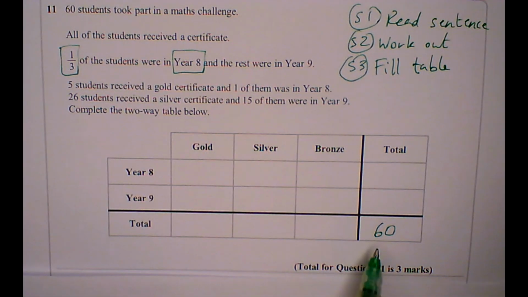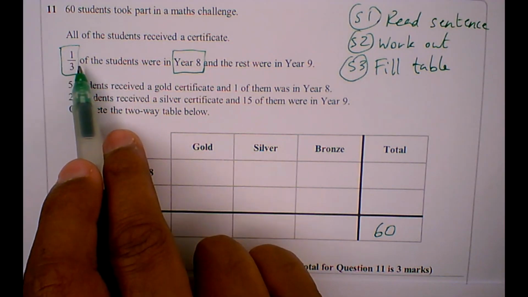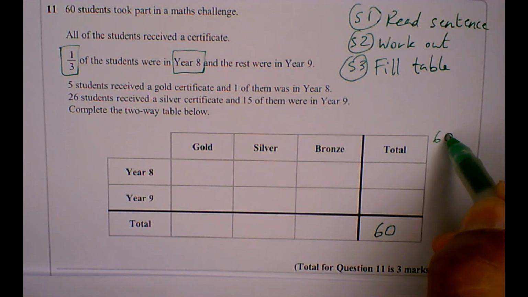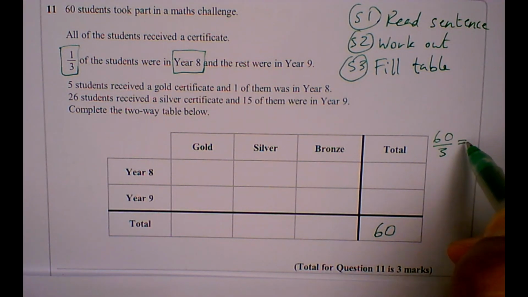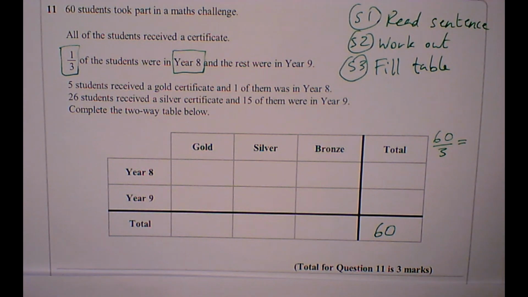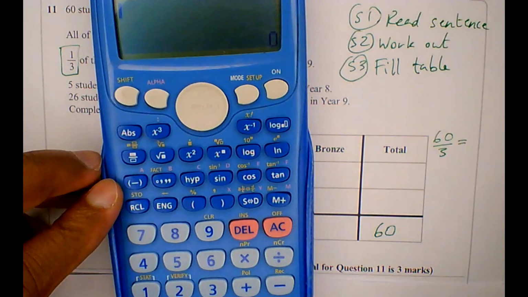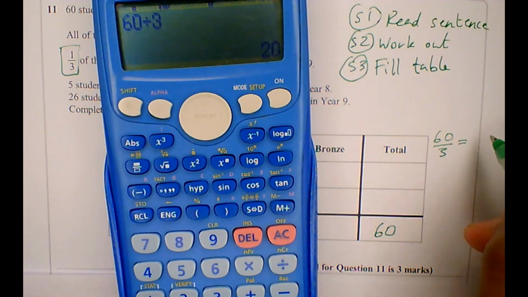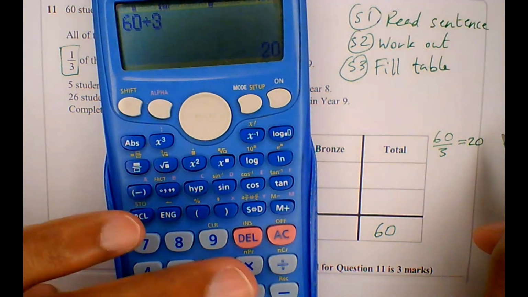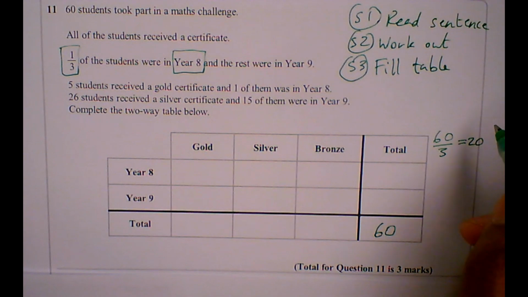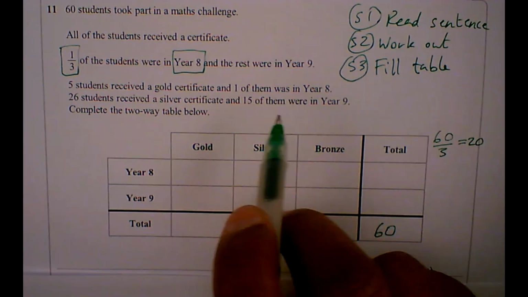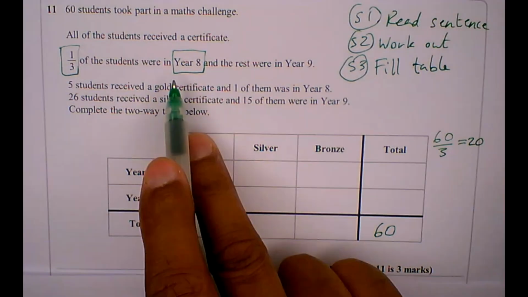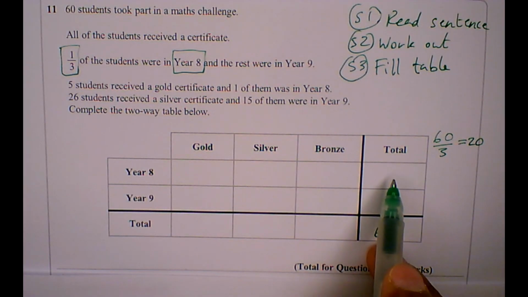So I've got 60 divided by 3. I can get my calculator out and I can work this out. It's a calculator paper, so let me use my calculator. 60 divided by 3 gives me 20. You could do that in your head as well. Okay, so we've got that. So a third of the students were in Year 8, so Year 8 is 20.